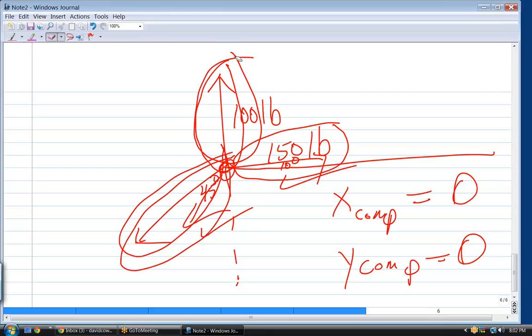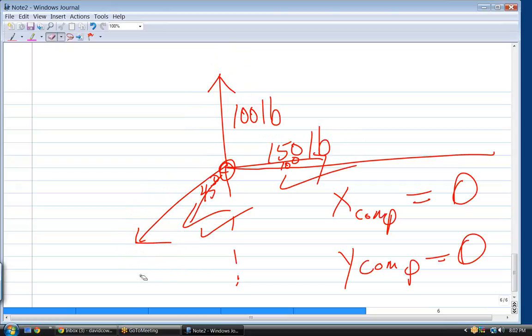But the real essence is to break up a vector into its x and y components, add all the x components together, add all the y components together, and you get a net vector.